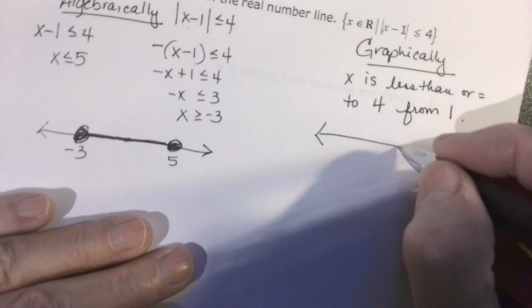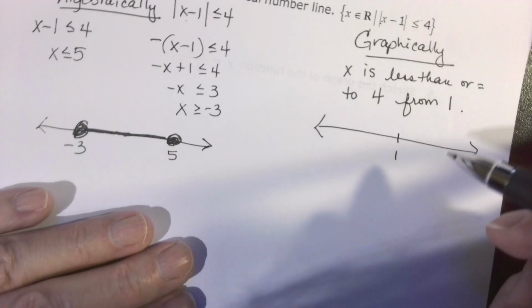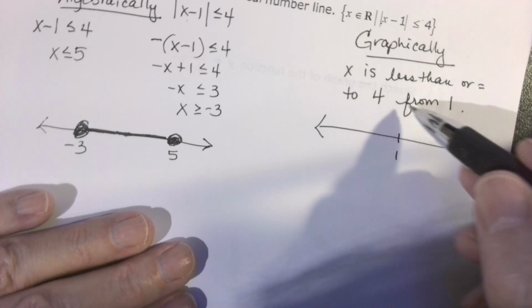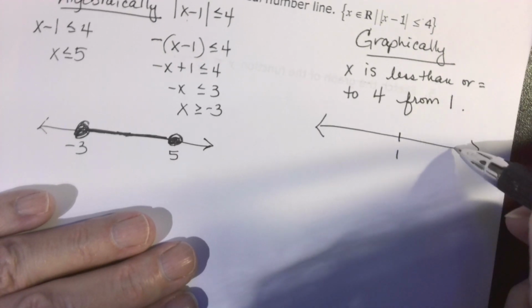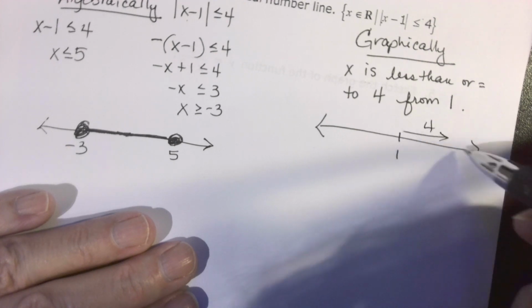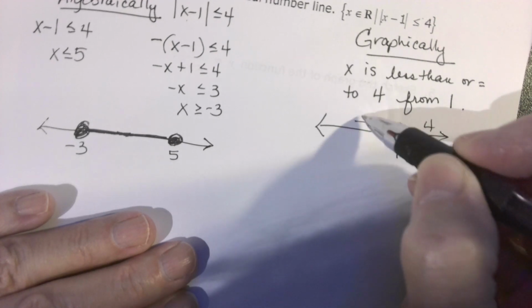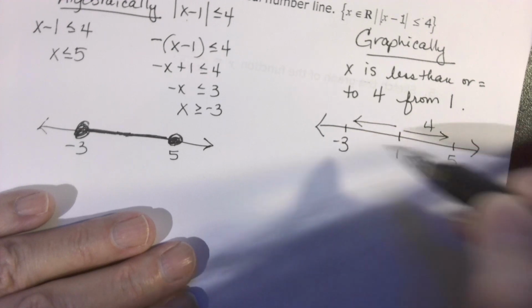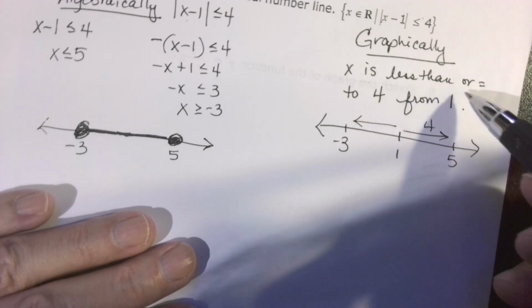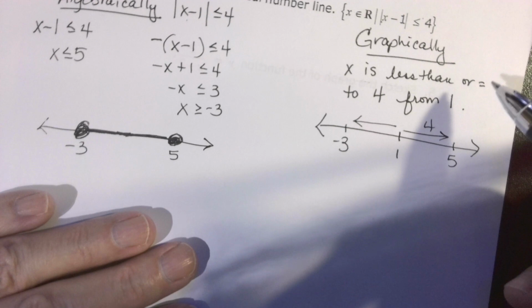Okay, let's just get 1. Here's 1. What's 4 from 1? Well, 4 away from 1 this way, go 4 this way, and you end up at 5. Go 4 this way, and you end up at negative 3. And it's saying it's less than or equal to 4 from 1.